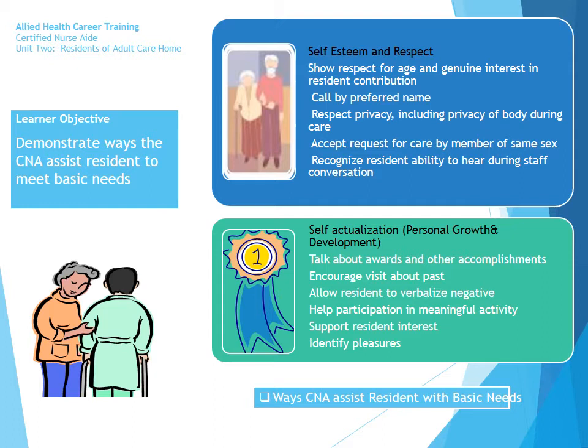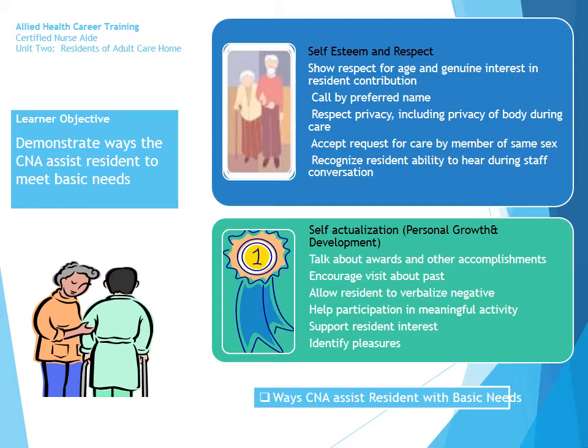You can also allow the resident to verbalize negative things. If they have complaints or issues that they need to talk about, let them talk about it. If you are not comfortable with some of the things that they need to talk about, you can ask them if you can get somebody else to come in and talk about it. Just tell them that you're not quite comfortable. But otherwise, let them vent. You may be the only person that's going to stop and listen to them. So let them talk about what they need to talk about. If they have complaints about their care or other issues like that, you need to take those complaints to the charge nurse and make sure that those are addressed.